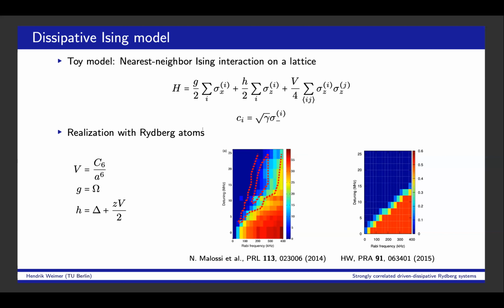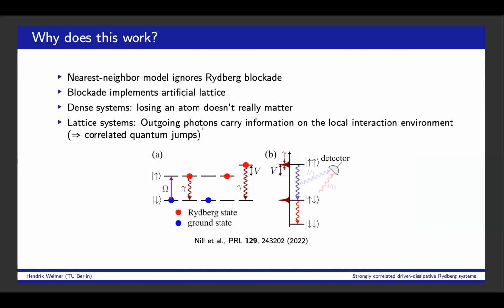So we can use these minimal models, to some extent at least, to explain what is going on in these systems. But then you sit back for a moment and think, why on earth does this even work? You can think about many reasons why that could fail. If you have a nearest neighbor model, that for sure ignores the Rydberg blockade in the system, which we have already heard a lot about during previous talks in this workshop. But the nice thing is that the blockade also cures some of the defects of these minimal models by implementing something like an artificial lattice. Of course, it's not a perfectly ordered lattice, but it has some structure that you can work with.